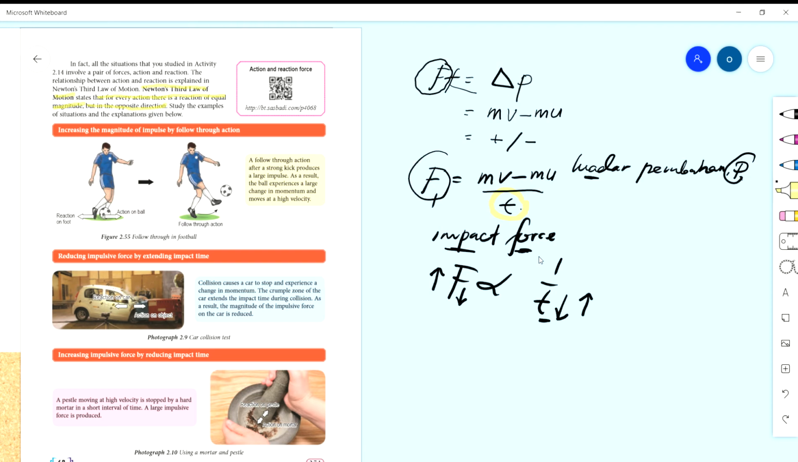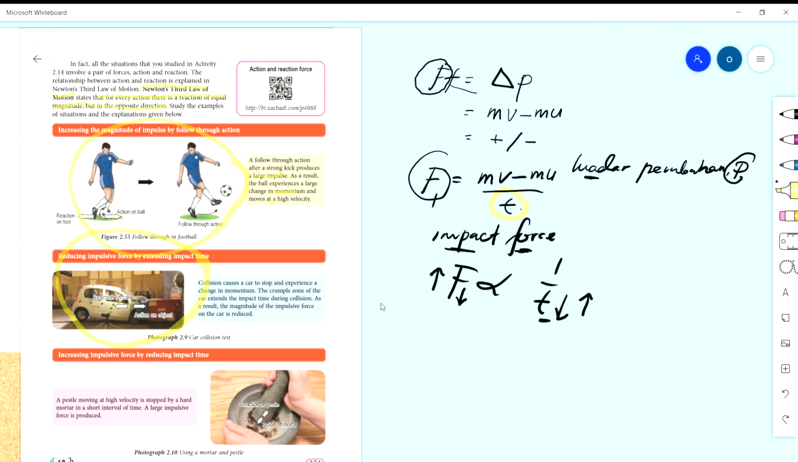Okay, so kalau kita sepak bola pun tengoklah. Kalau siapa main bola, so selalu coach kata follow through. So follow through action after a strong kick produce a large impulse. Okay, large impulse, bola pergi lagi jauh lah. Momentum dia lagi tinggi. Okay, yang ni kita nak cerita pasal impulse, initial momentum, impulsive force.